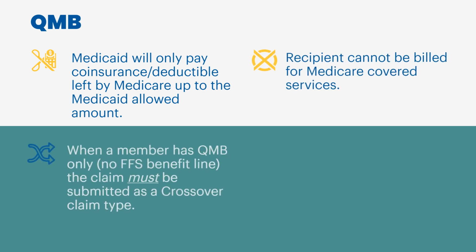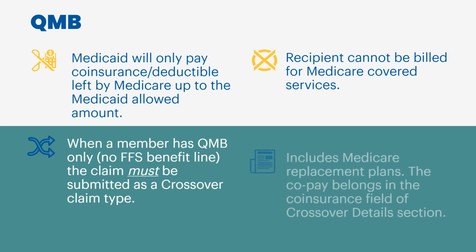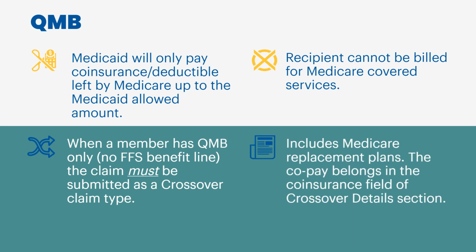When a member does not have a fee-for-service (FFS) benefit line, the claim must be submitted as a crossover claim type. Medicare replacement plans are included and the copay belongs in the coinsurance field of the crossover details section.